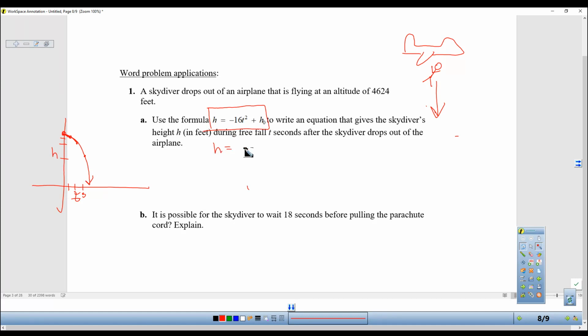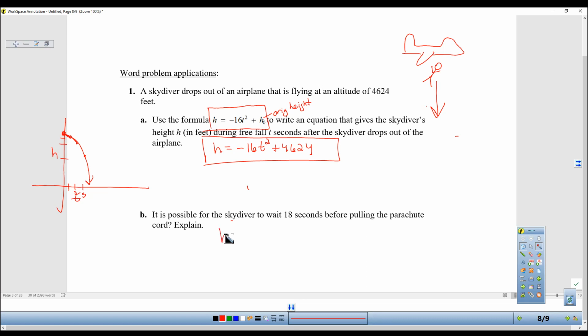So his height at any time, his original, this little O means original height. So plus 4,624. So that's what varies. People might jump off of a bridge or for bungee jumping or something like that. This is where you would put the original height. But this 16 never changes. That's the number that's due to gravity. So what do they want to know? Use the formulas to write an equation. Oh, we did it. That's it. That's all they wanted. Is it possible for the skydiver to wait 18 seconds?